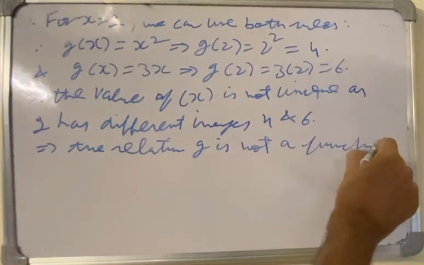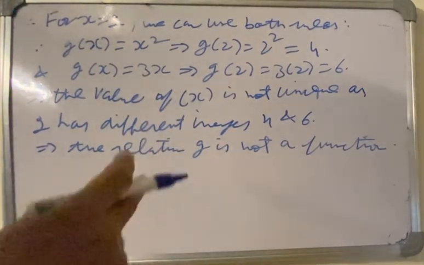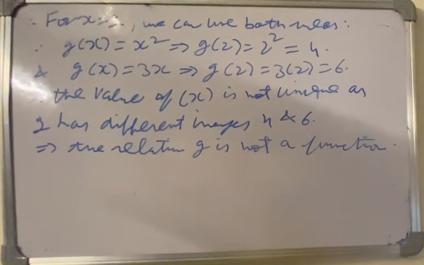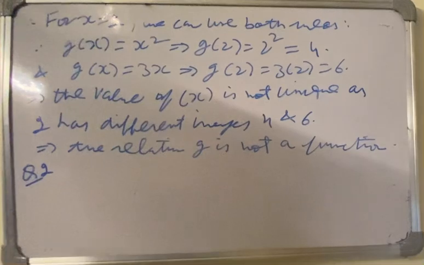This is, as we know, by the definition. If any element of the domain has different images, that is not a function. Every element of the domain must have a unique image in the range. So this is the solution of the first question. Then we take the second question.